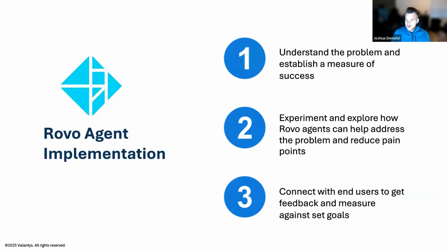Step 3 is to actually implement it with some end users. So this is like UAT. We're going to get feedback and we're going to be doing that comparison against our measure of success that we set in step 1.